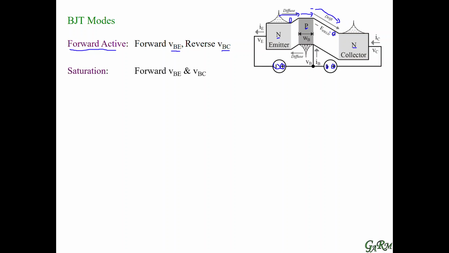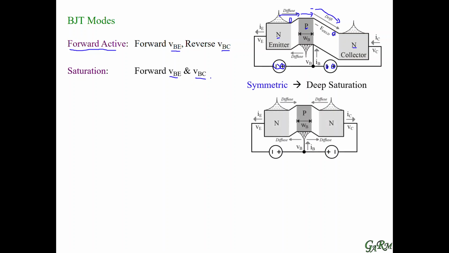We can also have another mode, and basically we can forward bias the base emitter junction again, but this time we can forward bias the base collector junction. And what we see there is that if we forward bias both junctions by the same amount symmetrically, we're going to have diffusion from the emitter into the base of electrons, and we're also going to have diffusion of electrons from the collector into the base.